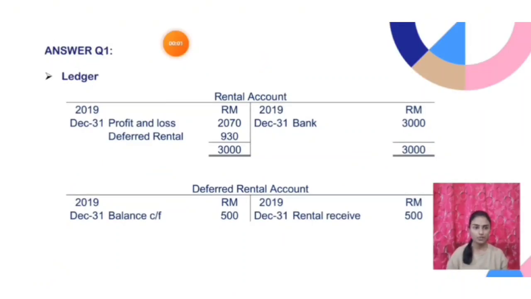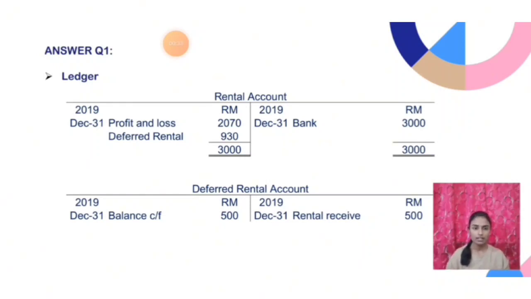So the next one is rental account. So the credit side bank 3000 we will take from the trial balance, and then we have to debit the deferred rental in the rental account, 930, because deferred rental will decrease our rental revenue account, so we have to debit the 930 deferred rental and then balance it off. 3000 minus 930, we will get 2070, and the 2070 will be recorded in the statement of profit and loss.